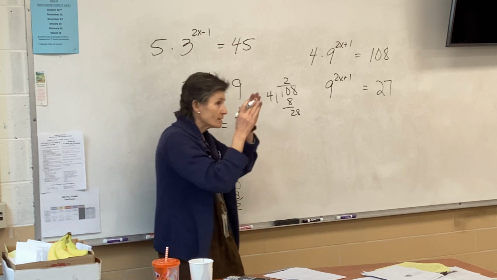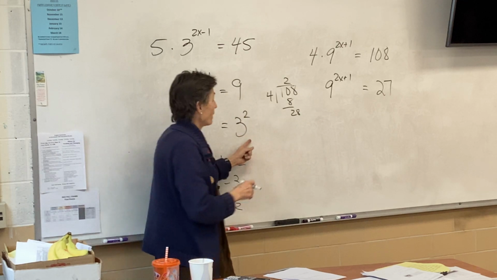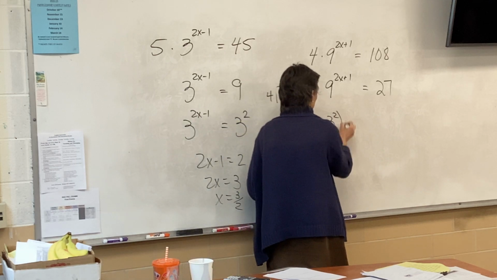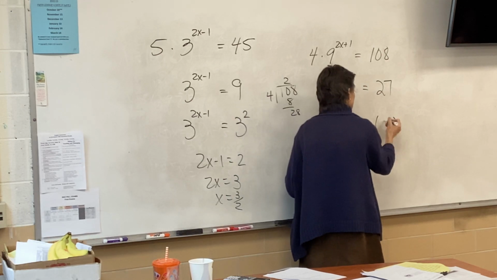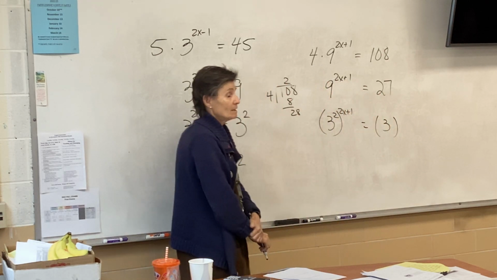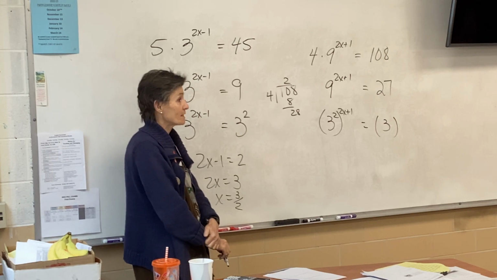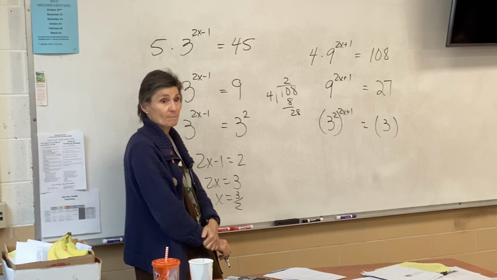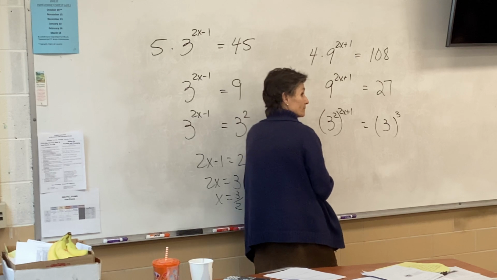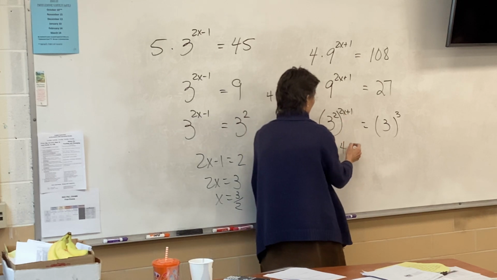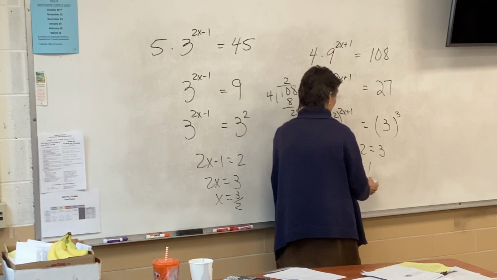Now, when you see the number 9, this should pop into your head, right? So I'm going to think of that 9 as 3 squared. Now, if I do that, then I have to think of this 27 as 3 to the something. Is 27 3 to the something? It's 3 to the third, because it's 3 times 3 times 3. So this is a distribute, so 4x plus 2 equals 3, 4x equals 1, x equals 1/4.